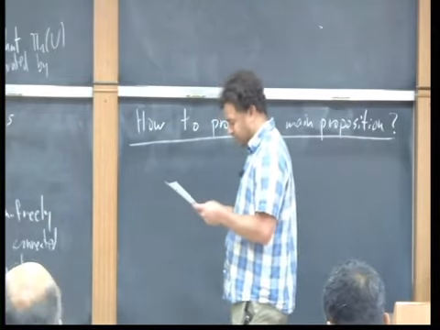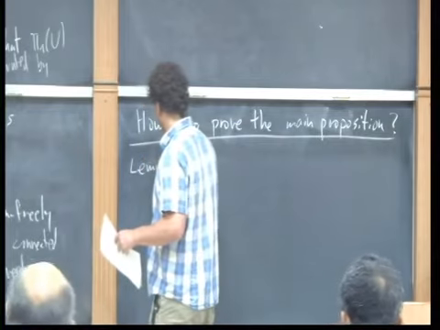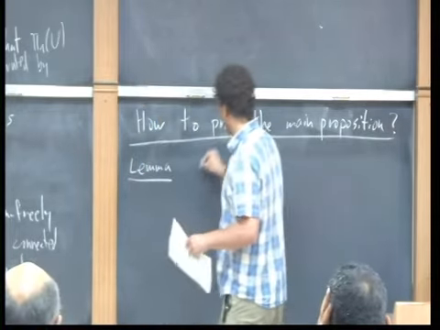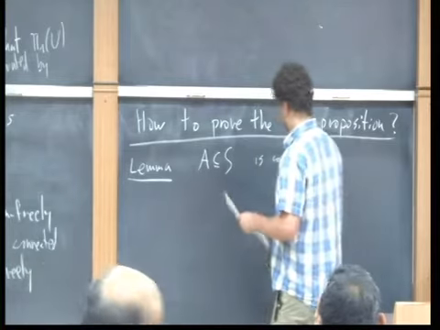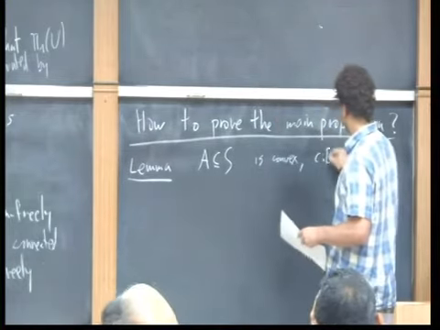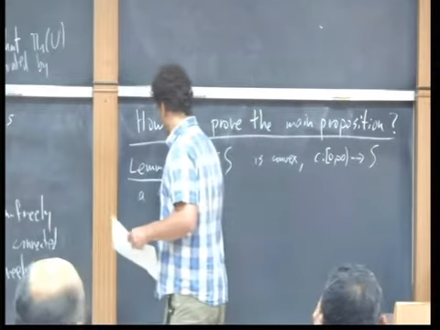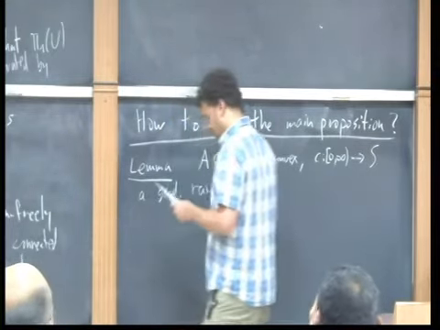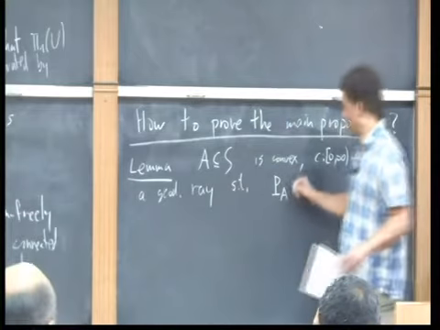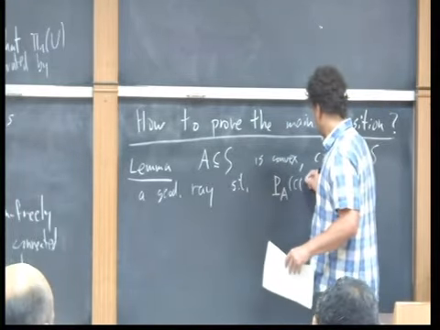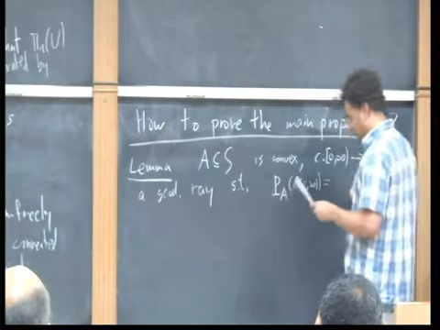You see, we want to show that the gradient is non-zero. So how to do it? Here is a simple lemma. Suppose that A in S is convex, and C is a geodesic ray such that the projection to A, the projection to the nearest point of C of everything in [0, infinity), is exactly C of 0.